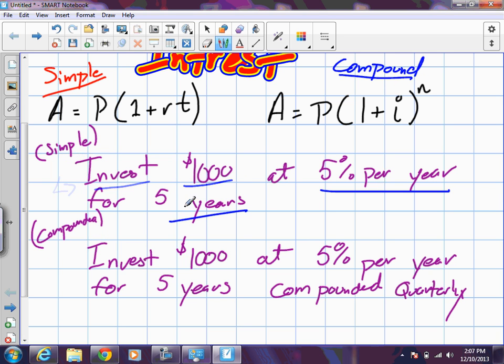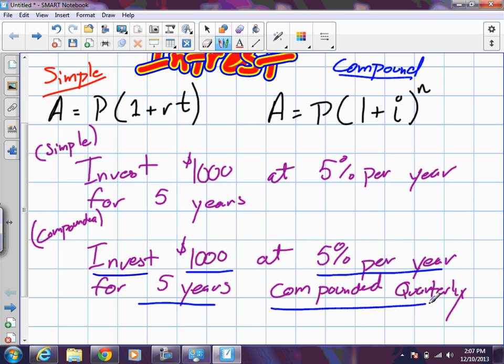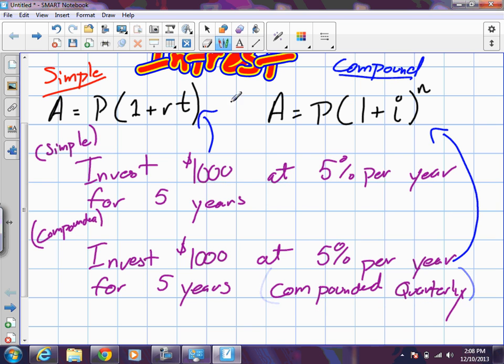In the second scenario, we're going to invest $1,000 at 5% per year for 5 years, compounded quarterly, and this is going to change the amount of money we make. This one will refer to this formula, and this one will refer to this. Now we'll talk about the differences.